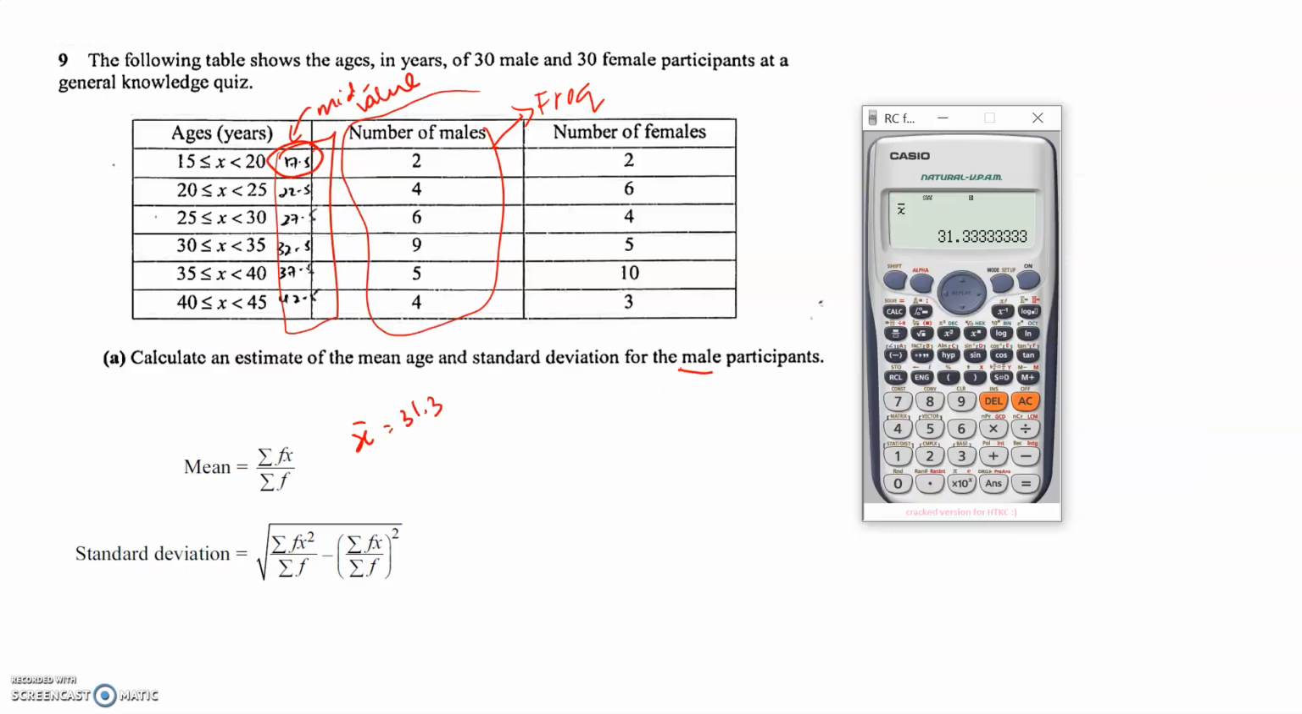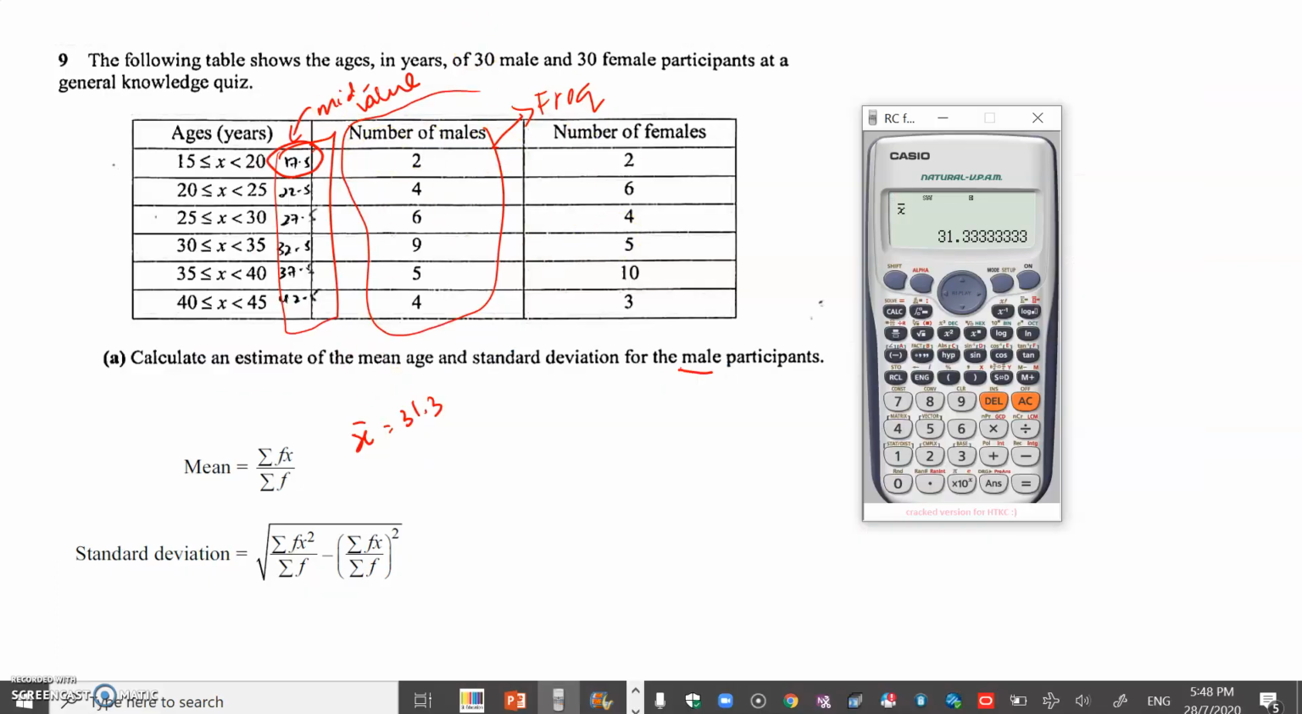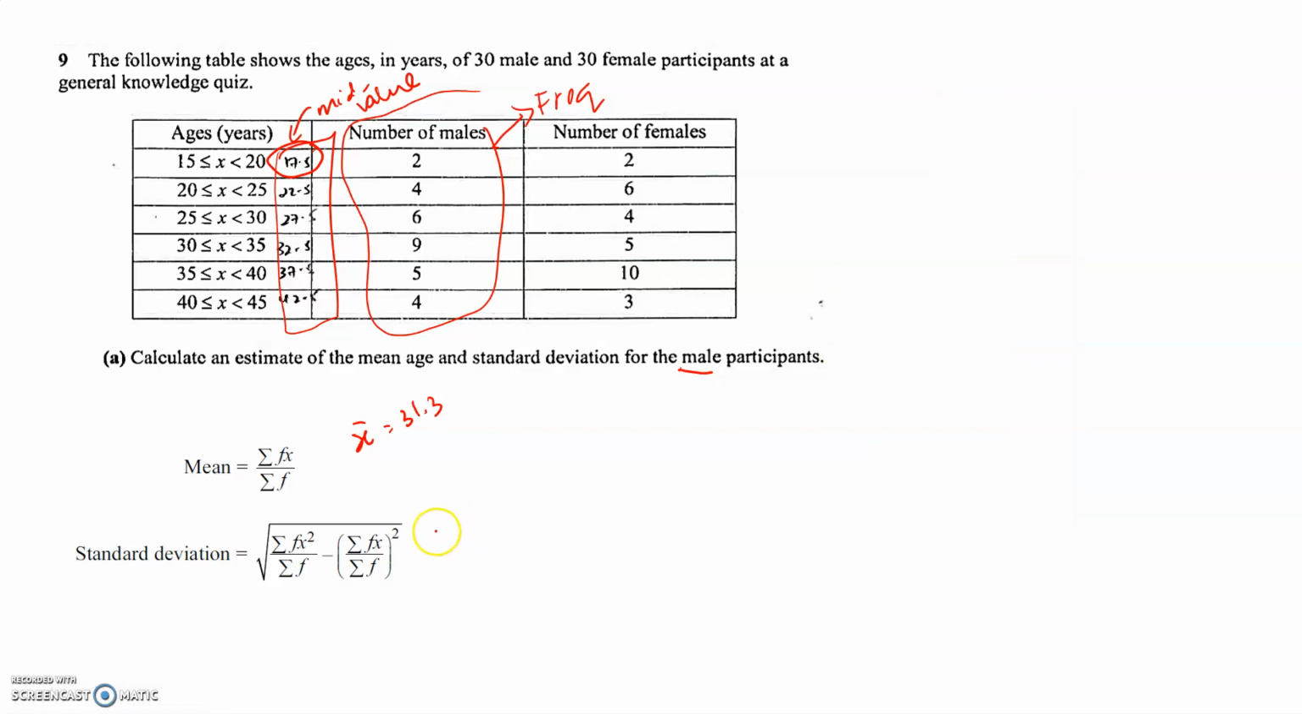Then going back, we're going to find the standard deviation. So let me just clear the screen again. Shift 1, VAR again. And this time we're going to pick number 3 for your standard deviation. So this will be the standard deviation, press equals. So you get it as 7.03 correct to 3 SF. So we have standard deviation equals 7.03.